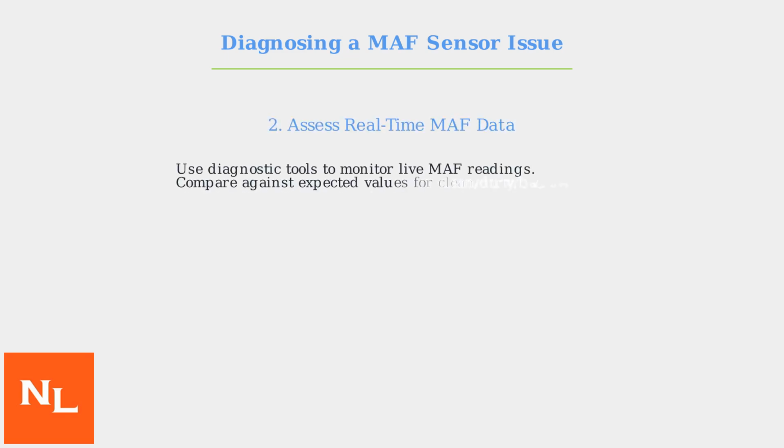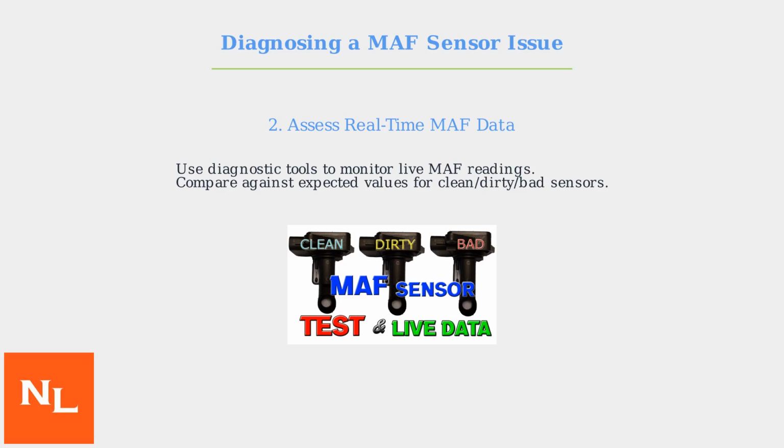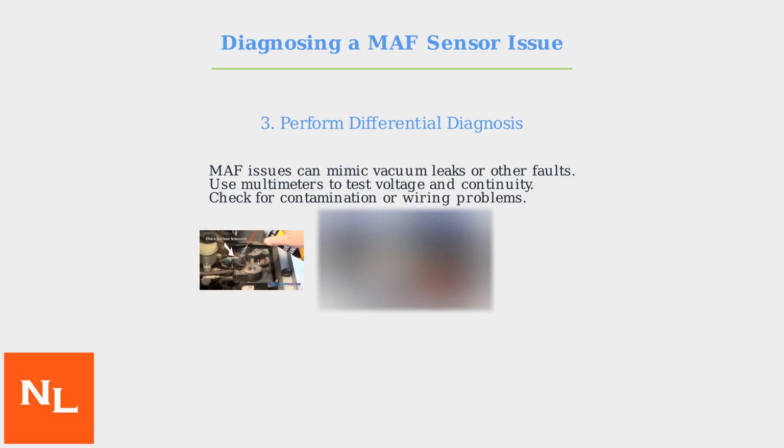Next, assess real-time MAF data using diagnostic tools. Monitor live readings to compare against expected values. This helps identify if the sensor is clean, dirty, or bad, providing immediate insight into its condition. Remember that MAF sensor issues can mimic other problems like vacuum leaks. Perform careful differential diagnosis using tools like multimeters to test voltage and continuity. Check for contamination, wiring problems, or related components to ensure accurate troubleshooting.